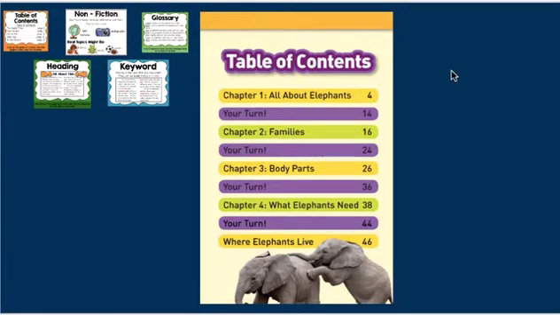Here's our table of contents. Chapter 1, all about elephants. That'll be on page 4. Your turn, page 14. Chapter 2, families, on page 16. Your turn, on page 24. Chapter 3, body parts. You'll learn about that on page 26. Your turn, on page 36. Chapter 4, what elephants need, will be found on page 38. Your turn, on page 44. And where elephants live, we'll read about that on page 46.